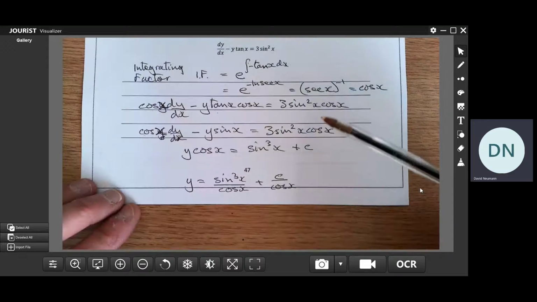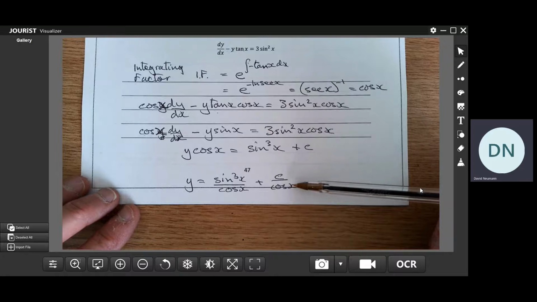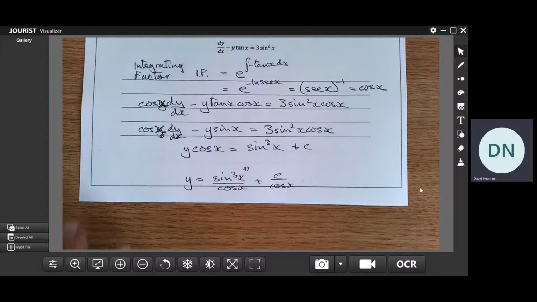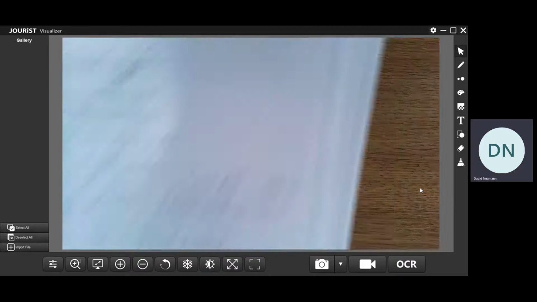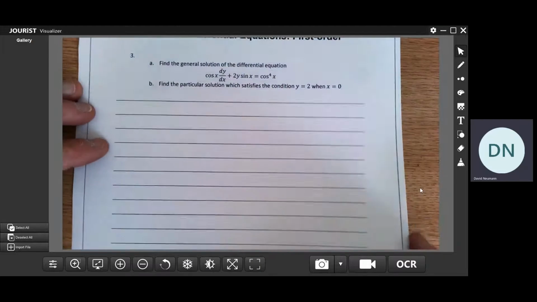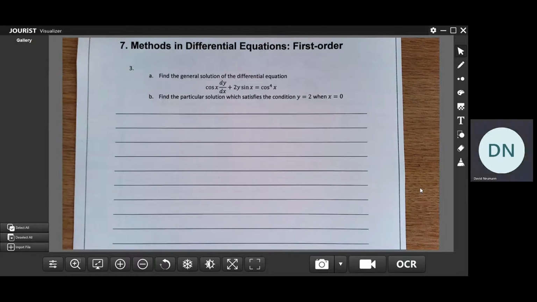So both of these examples we've seen so far, we've found a general solution. We would then need initial conditions to work out what that value of c was. Let's go on to the next page, and we have a third example. The difference here is that our differential equation is not in the form that we need it to be in in the first place.